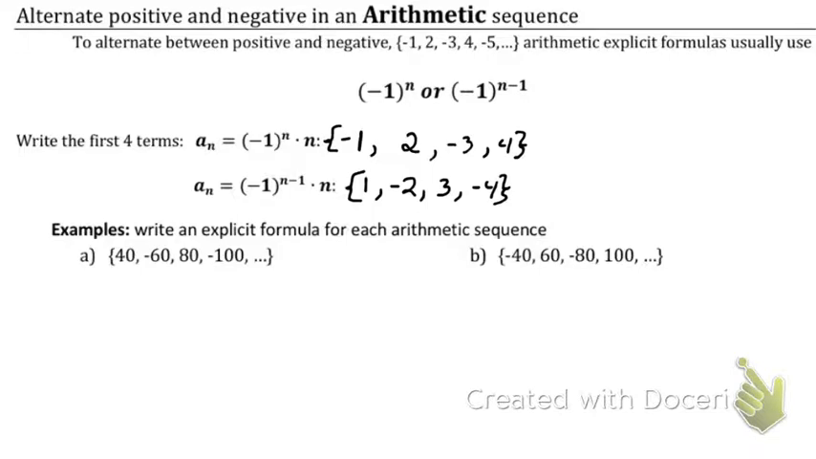All right, so we're supposed to write an explicit formula for each. And like I said, it doesn't look arithmetic at first. So when you see 40, negative 60, 80, negative 100, what you need to think about is what if I got rid of the negatives? What if I just go 40, 60, 80, and 100? Then we have an arithmetic sequence. We have an arithmetic sequence whose common difference is 20.